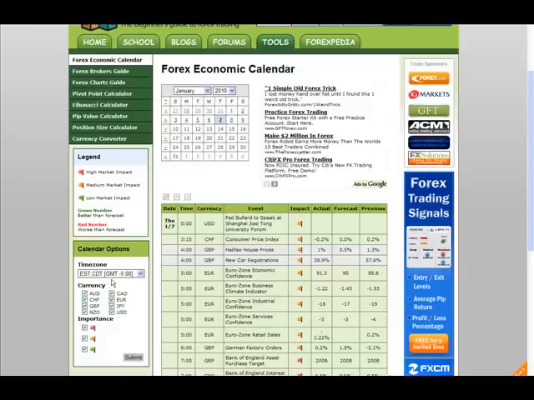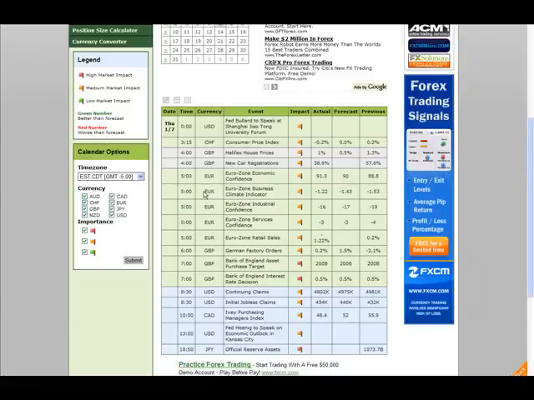And also make sure this time zone drop down bar is set to your correct time zone, because you want to have the right day and you want to have the right time zone so that you have the correct information. Now what we're doing here is just going to jot down the news events for the day, and we're really just looking at news that affects the sterling or the dollar, because that is the currency pair that we're trading. So at 4 a.m.